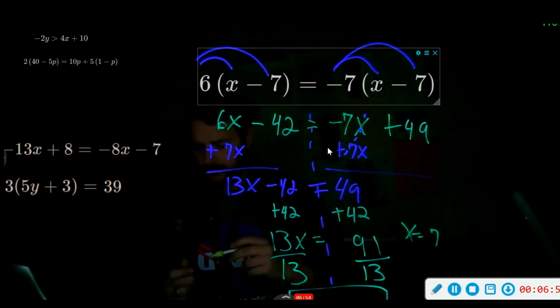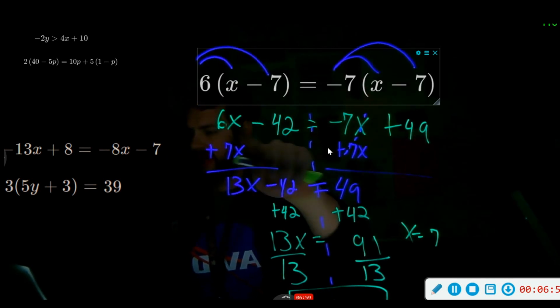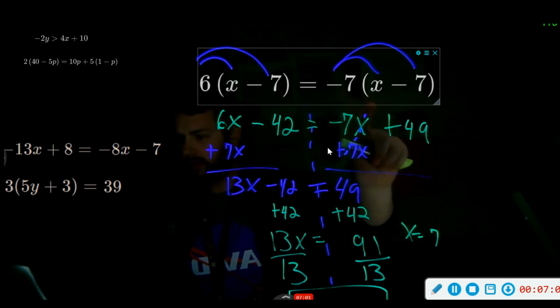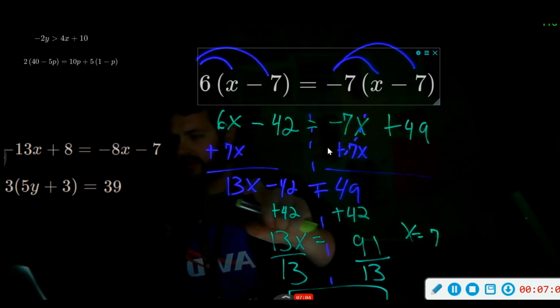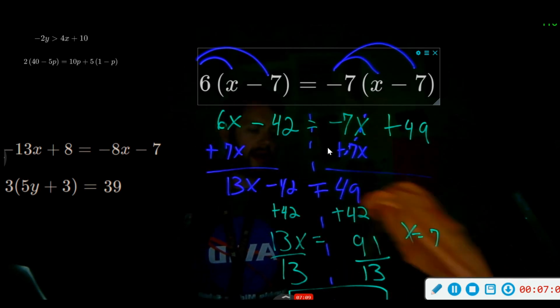There you go. So we had to do the double distribution. Then we had variables on both sides, so we moved one of them over. I added 7 to both sides. And then we moved the extra number to the other side. And then we divided. Pretty not easy there.